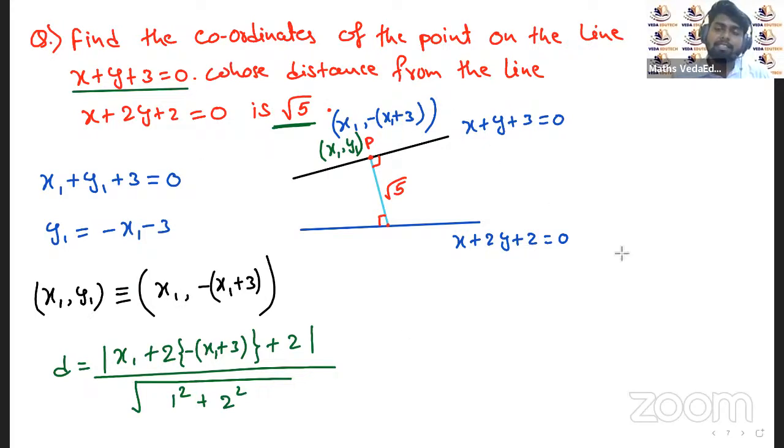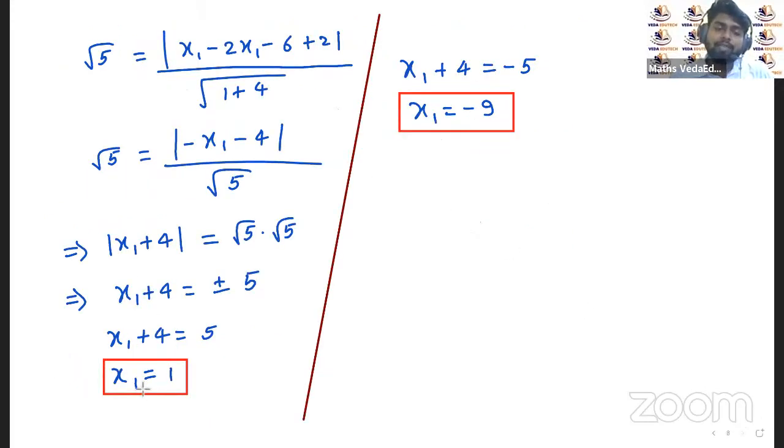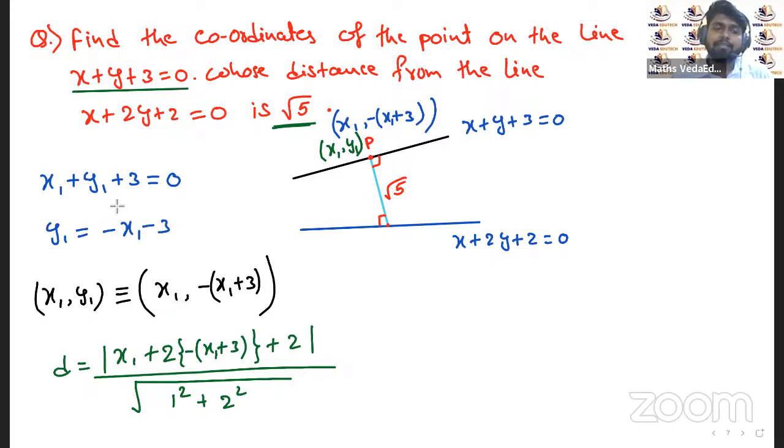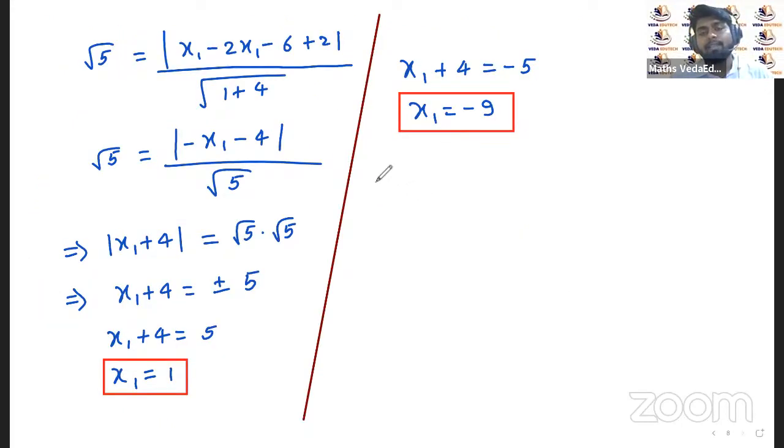The point will be lying on this line. So when x1 is 1, we can put this value. When x1 is 1, y1 will be minus 1 minus 3. So finally, y1 is nothing but minus 4.